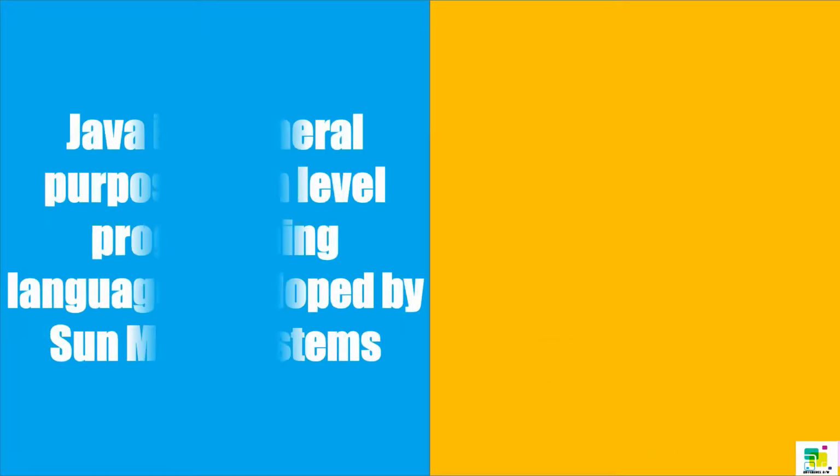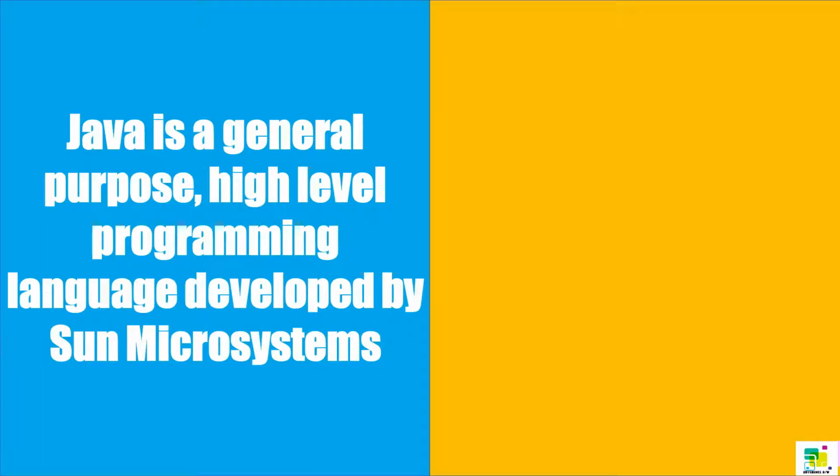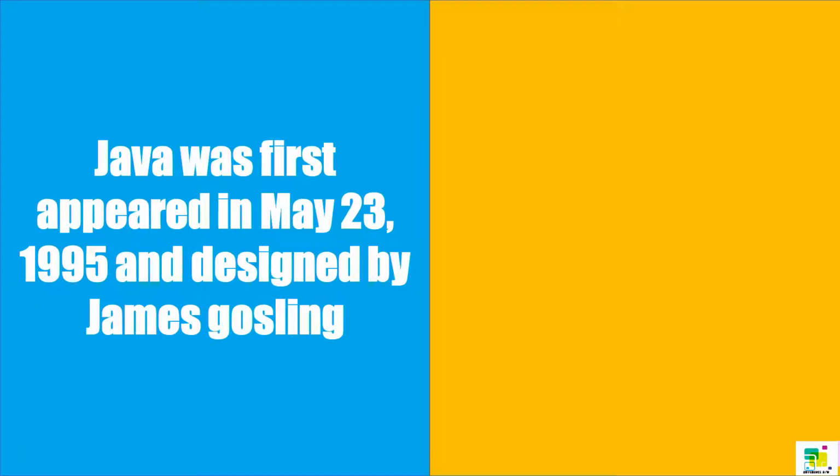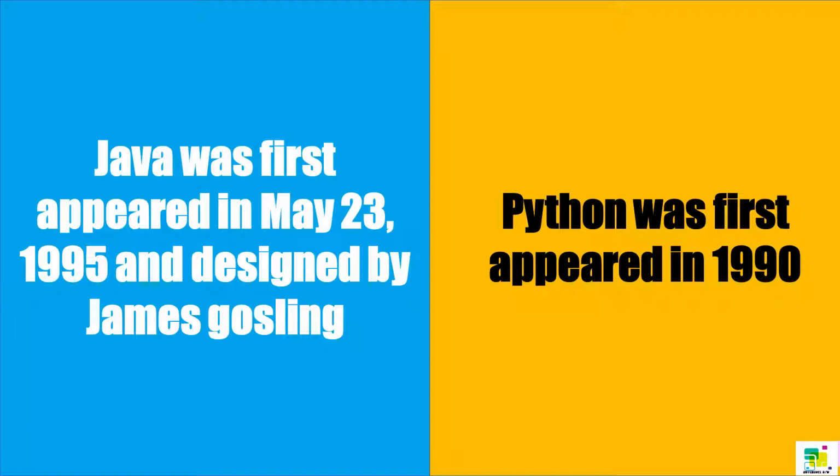If we're talking about Java, Java is a general-purpose, high-level programming language developed by Sun Microsystems. And Python is an interpreted, high-level, general-purpose programming language created by Guido van Rossum. Java first appeared on May 23, 1995, and was designed by James Gosling. And Python first appeared in 1990.